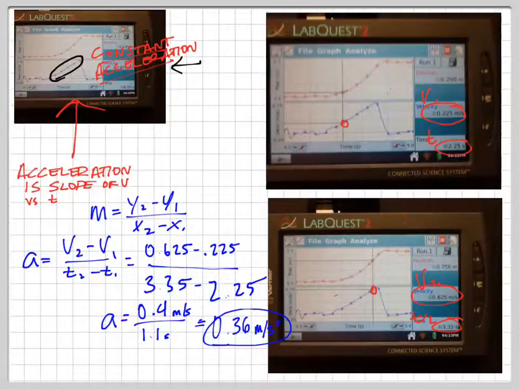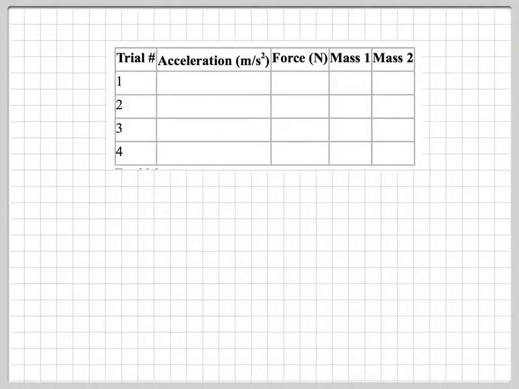So after the first run, you're going to remove one weight from the weight hanger, mass 1, and put it on top of the cart, mass 2. You're going to find your new values for mass 1 and mass 2 and write those values here. So let's just remember that mass 1 is the hanger, and that mass 2 is the cart plus any mass that we've put on it.